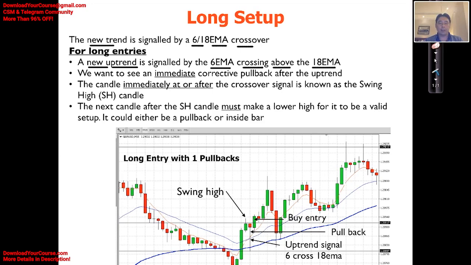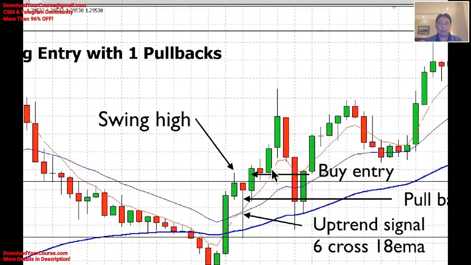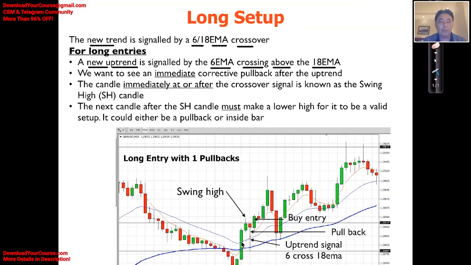So over here, let's take a look at this chart. This red line you see, that's the 6 EMA, and the blue line is the 18 EMA. So we want to see the 6 crossing above the 18, signaling a new uptrend. Now, once a new uptrend is signaled, we want to see an immediate corrective pullback after the uptrend. So the candle immediately at or after the crossover signal is known as the swing high candle.